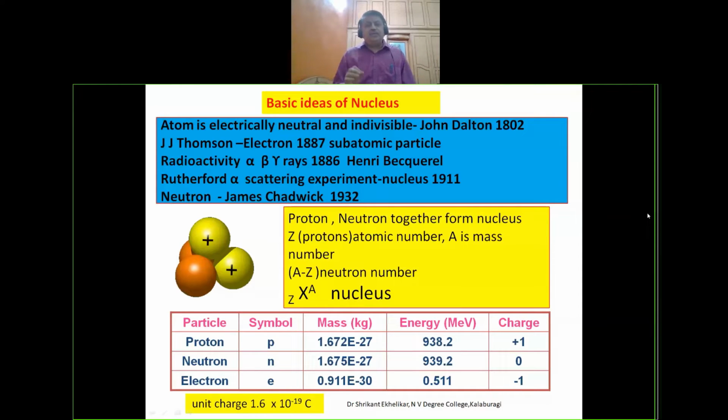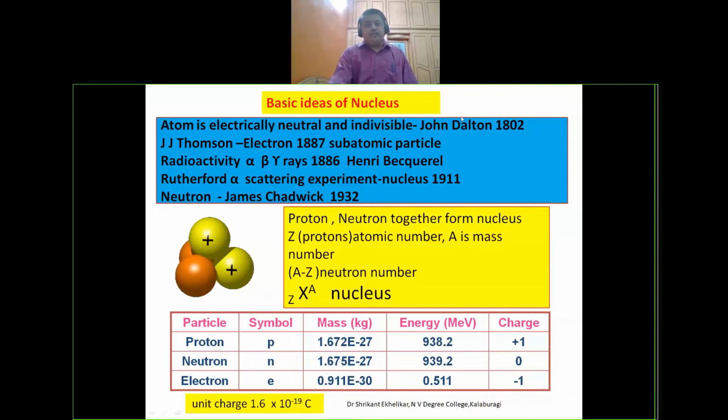So atom is the smallest particle of matter, and this atom is electrically neutral as a whole. It is also indivisible, so you cannot further divide it into pieces. This was the statement by John Dalton. Dalton in the year 1802 made an important statement that atom is electrically neutral and indivisible. It is the smallest particle of matter which cannot be further divided.